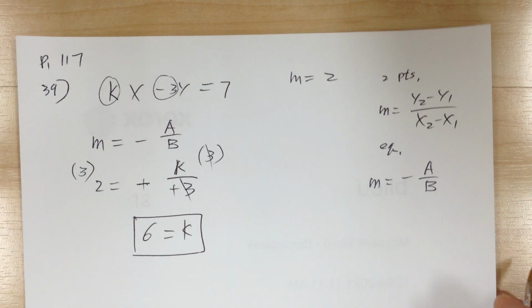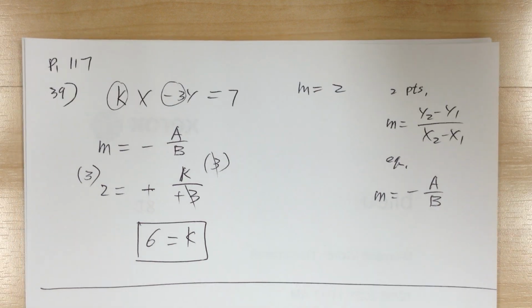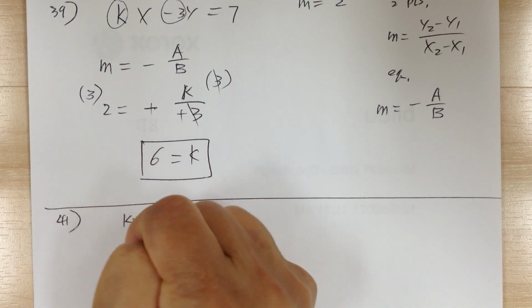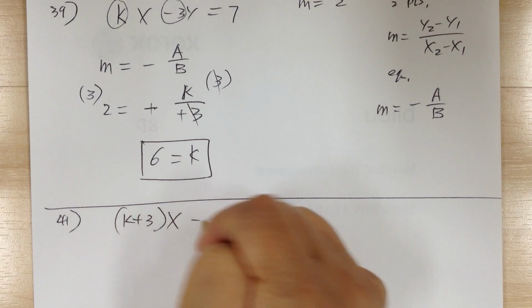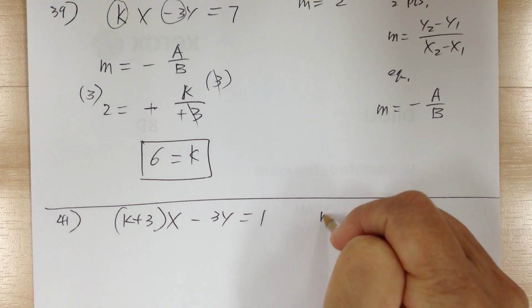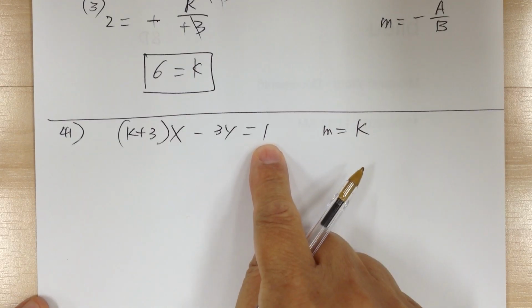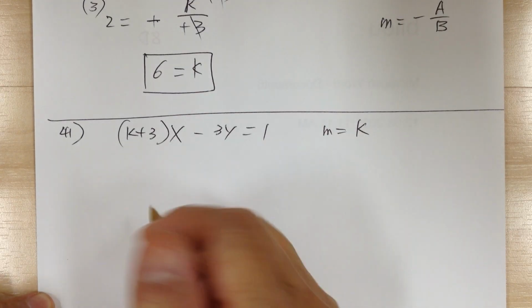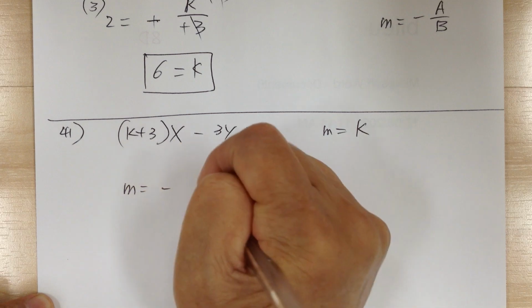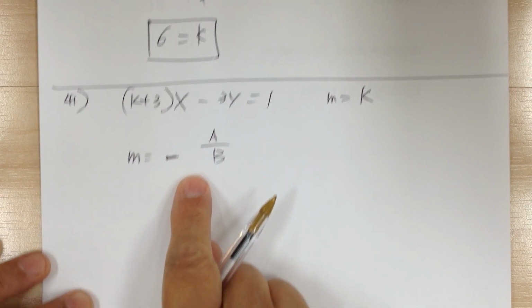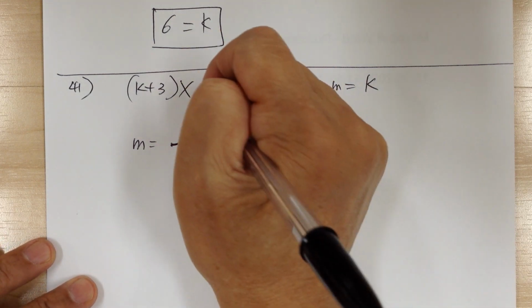Okay, let's go to 41. So you have k plus 3 times x minus 3y equal to 1, and m equal to k. Again, this is the equation. So you write down the slope formula for the equation: m equal to negative a over b. So there's a negative in front. Again, write down your formula. It helps you to keep track of your negative signs.